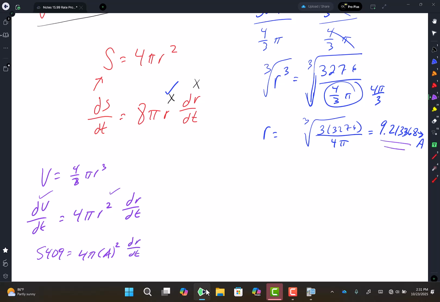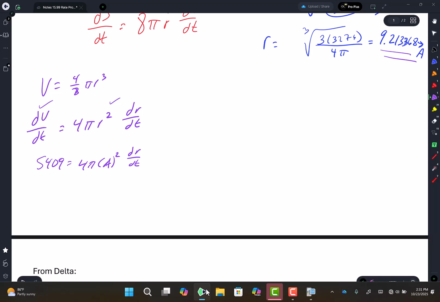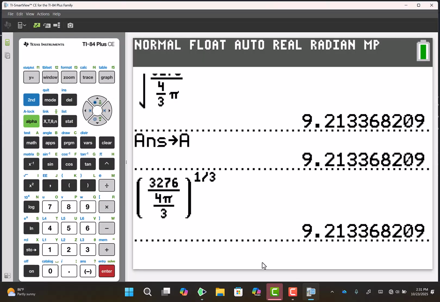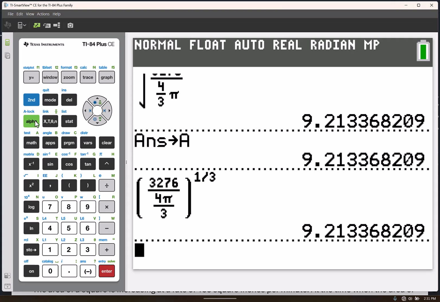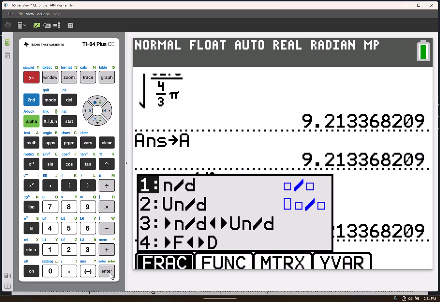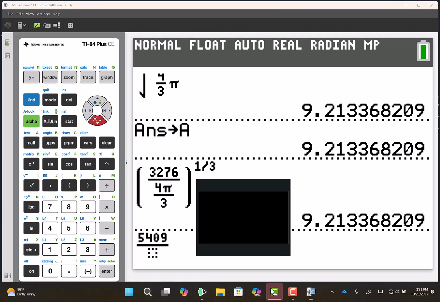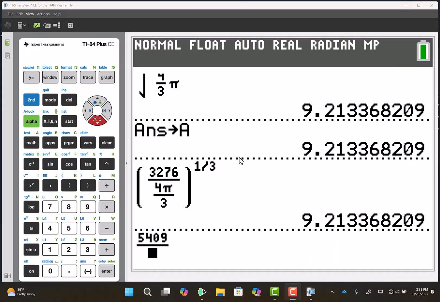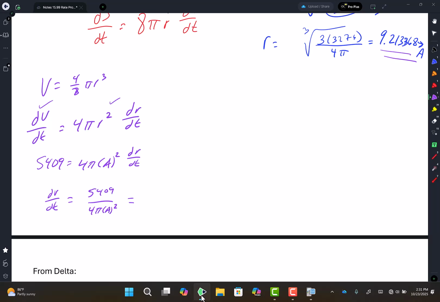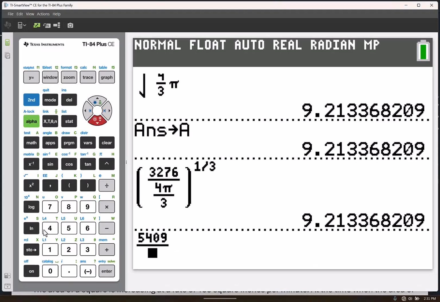My a is this guy. And then I'm just going to divide. So dRdt is equal to 5409 divided by 4 pi a squared. And let's see what that is. I take my calculator and go to the fraction template. 5409 divided by 4 pi a squared. Make sure it looks like this. You don't have to put parentheses on the A. You can if you want, though.